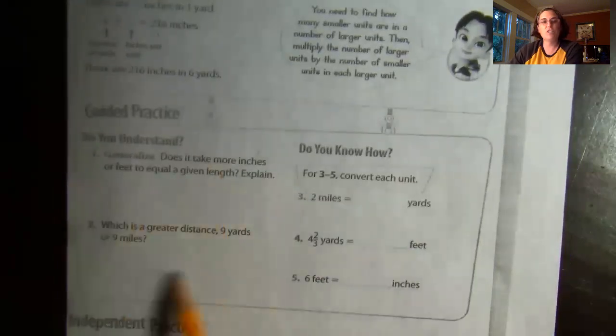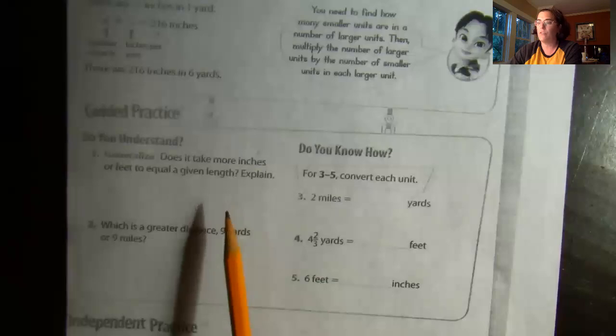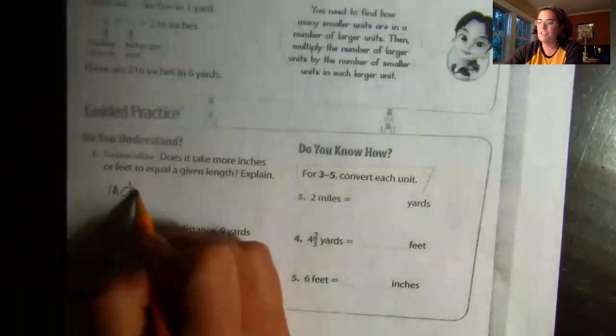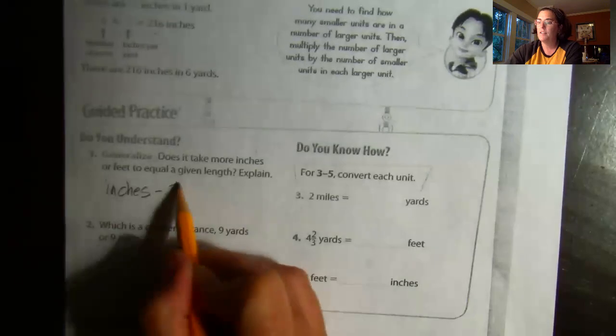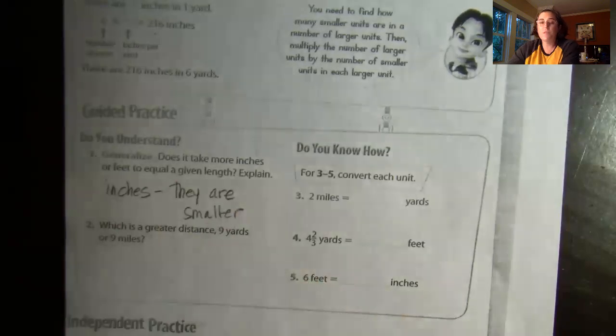These are just kind of questions to get you thinking about the conversions. It says, does it take more inches or feet to equal a given length? What do you think? Would you need more inches or more feet? If you said more inches, you were right, because inches are smaller. So if I was measuring something, it would be more in inches than it would be in feet, because feet is a larger unit of measure.